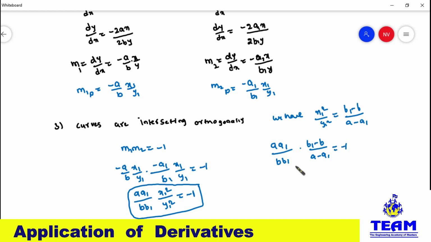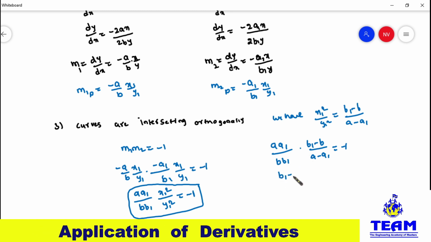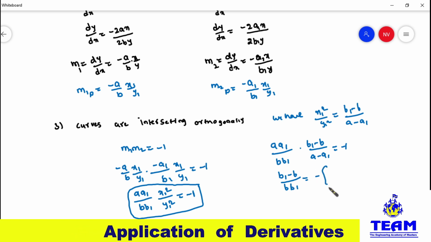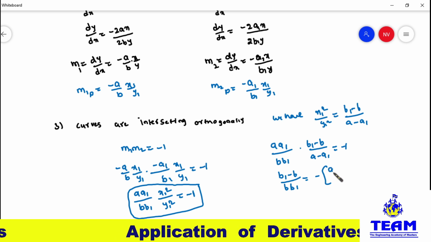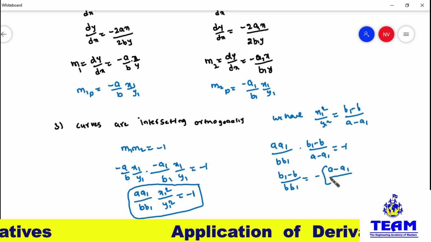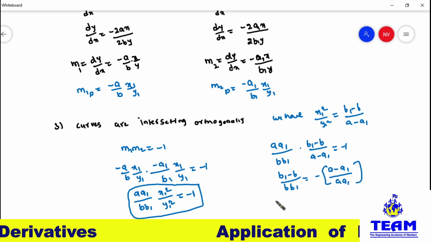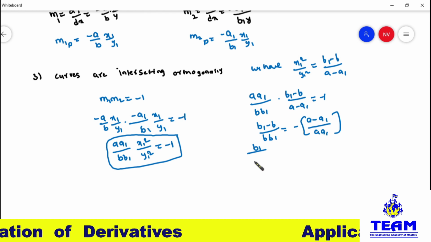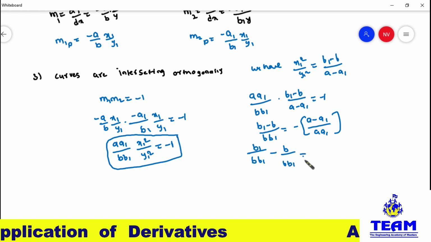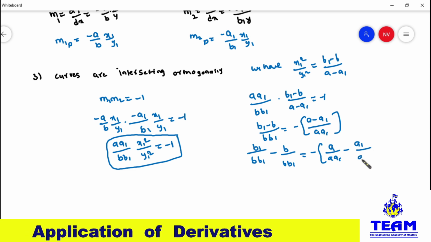Now I am treating the a1 terms and b1 terms separately. First, I am writing b1 minus b by b1 on one side. Next, taking this to the left side, minus of a; if you take this to the right side, then the denominator will become the numerator. So a minus a1 divided by a1, as this is in the numerator, it will become the denominator. Now separate the terms: b1 by b1 minus b by b1, which is equal to minus of a by a1 minus a1 by a1.